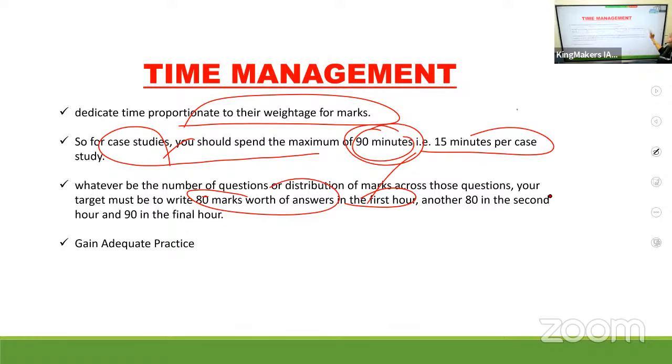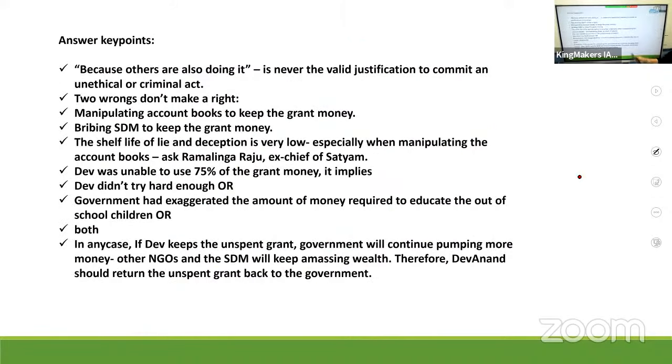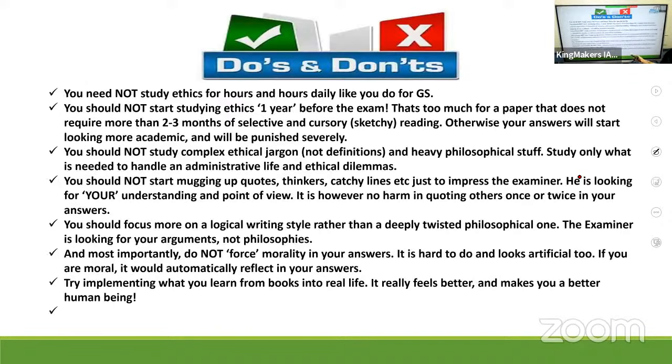So 80 marks like that. Your speed should go like that. So this is the time management. Okay, so what you should not do. This is the key point from this. This answer was this, that I have given the answer's key point. You can take the options from here and you can also think on this particular case study. What you should not do and what you do in this paper.